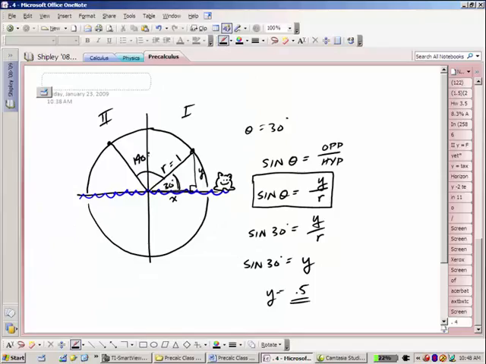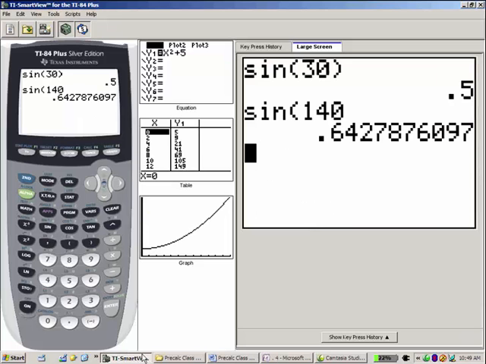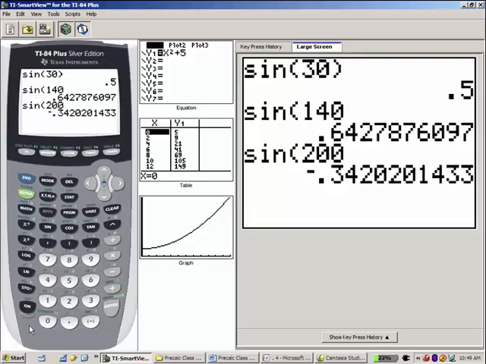So when she's turned 140 degrees, the y value is 0.64. Guess what happens if she turns more than 180 degrees? She's going to go under the water. So if you go, and let's just pick a number like 200, because that's greater than 180, right? If you do the sine of 200 degrees, it's no surprise, it's negative. She's under the water. Is that okay?